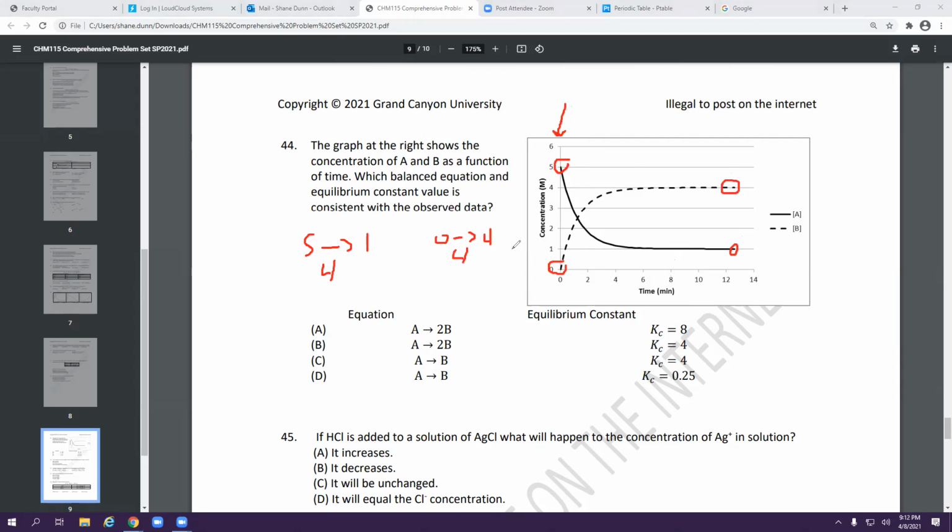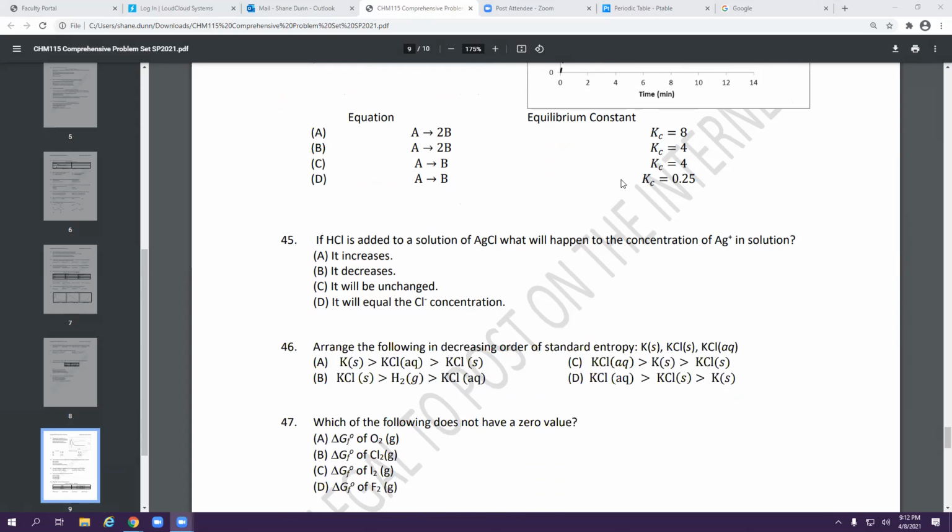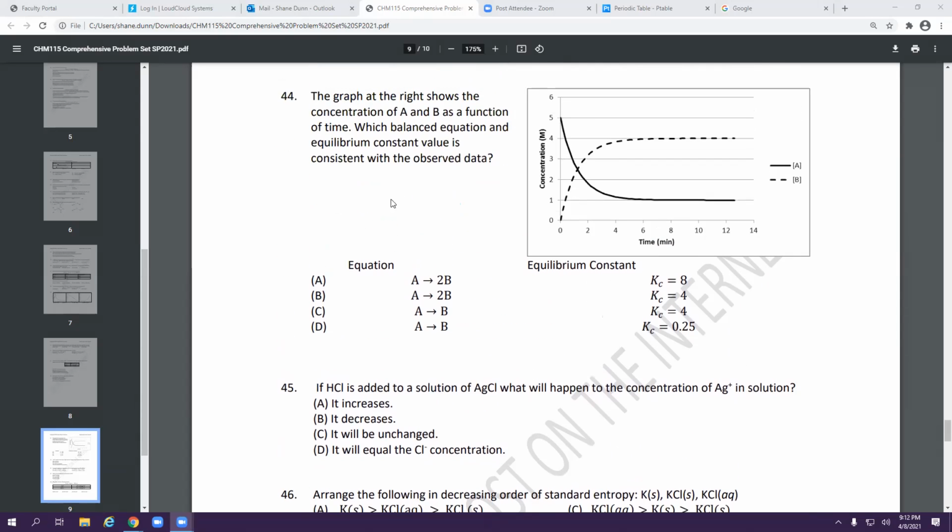So is it a 1-to-1 reaction? So I can eliminate A and B. Does that make sense? It's a 1-to-1 reaction. Then I need to do KC, which is products over reactants. So 4 over 1, hey, that's C. Because I have this left over, right? You told me B is products, right? So products over reactants. So 44 is C.